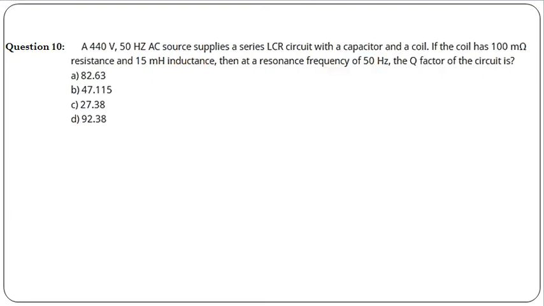Now let us see the next question. A 440 volt 50 Hz AC source supplies a series LCR circuit with a capacitor and a coil. If the coil has 100 milliohm resistance, so R value is 100 milliohm, and inductance value is 15 millihenry, then at a resonance frequency of 50 Hz, what is the quality factor? So resonance frequency, that is f naught value, is 50 Hz.